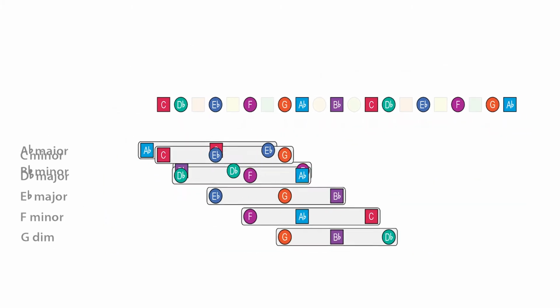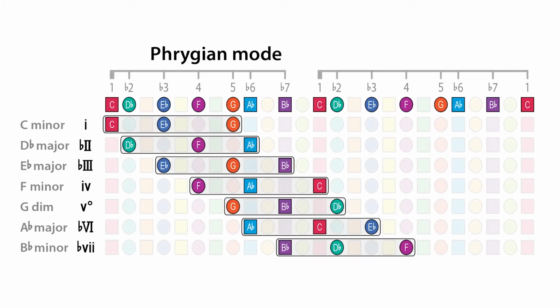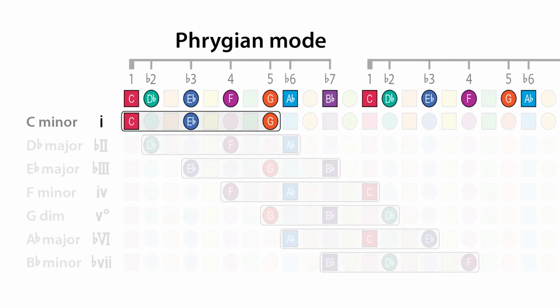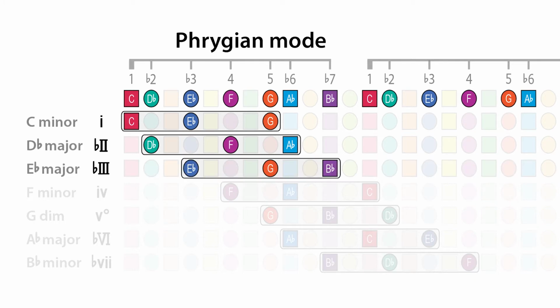Or major 1, minor 2, minor 3, major 4, major 5, minor 6, diminished 7, and then back to major 1 again. In C Phrygian, the same 7 chords are formed, but since C becomes scale degree 1, C minor is a minor 1 chord, D-flat major is a flat major 2, E-flat major is a flat major 3 chord, and so on.